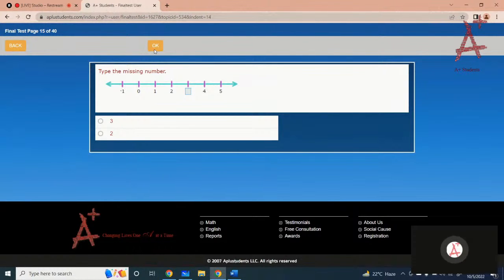Okay, type the missing number. So which number is missing, 3 or 2? 3 is missing because 2 is already on the number line. So the missing number is 3. Yes, very good. It is 3.